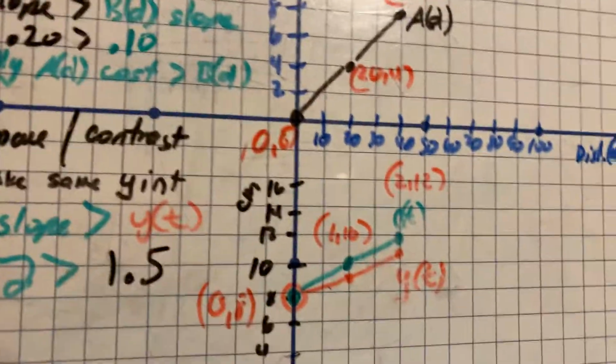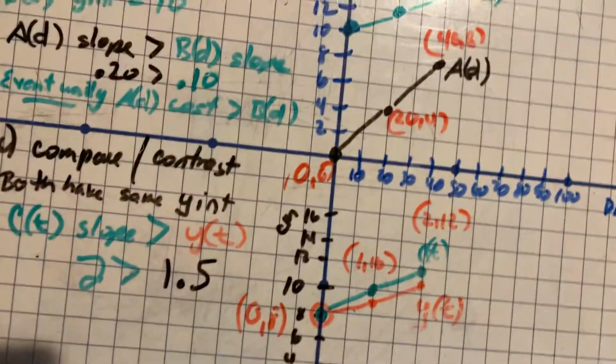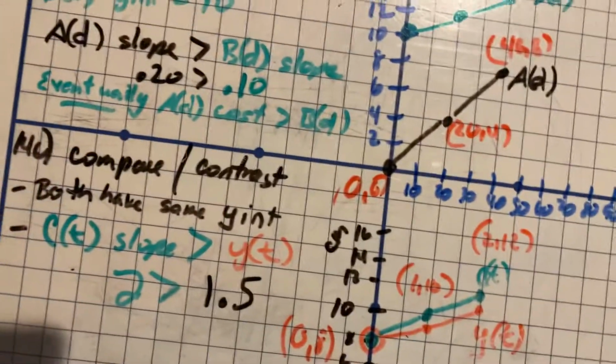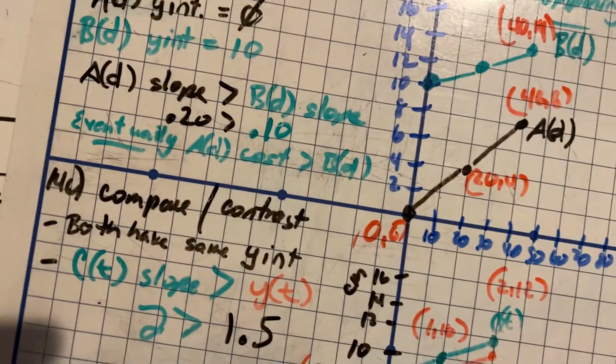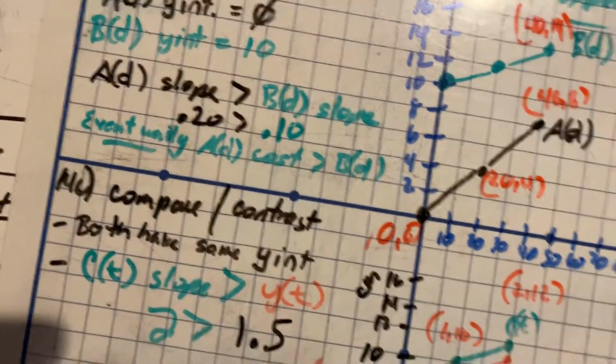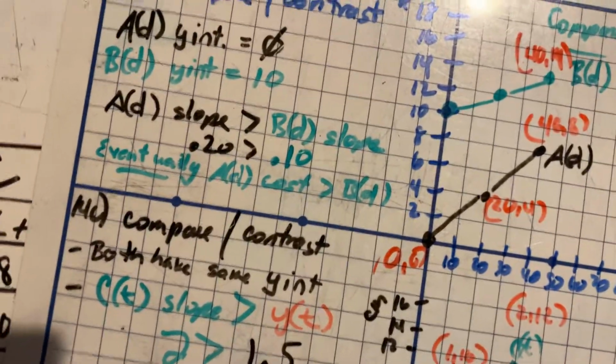So give me 1 second here. Switching out my markers. And again, I'm switching these out constantly. Let's go to blue.